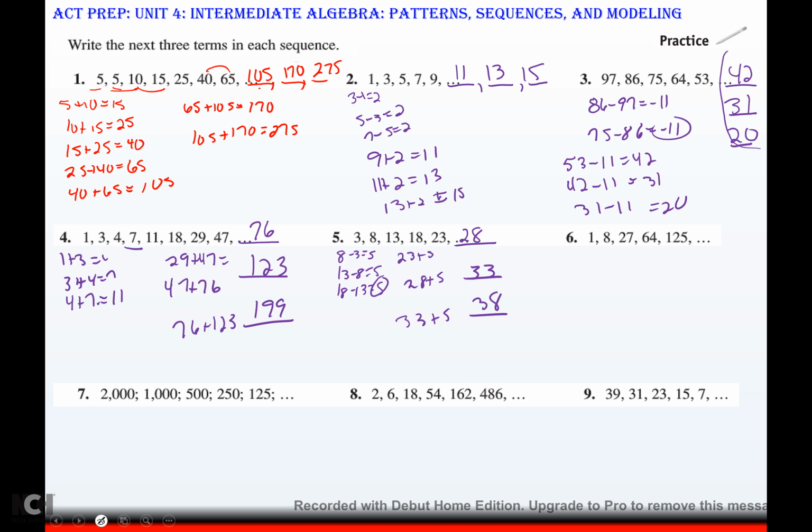Okay, on 6, some color in here. It ain't arithmetic. 8 minus 1 is 7. 27 minus 8 is not 7. It's not geometric. 8 divided by 1 is 8. 27 divided by 8 is not 8. So I got to find a pattern. And I'm going, it's not adding. 1 and 8 don't make 27.